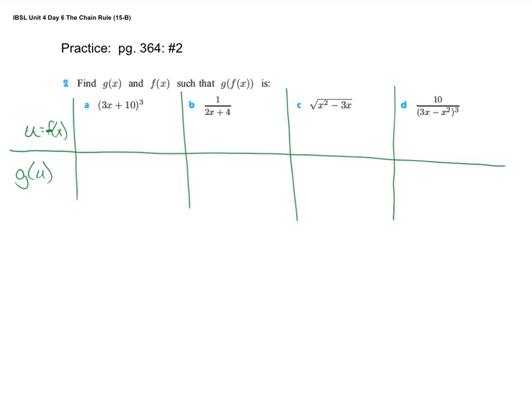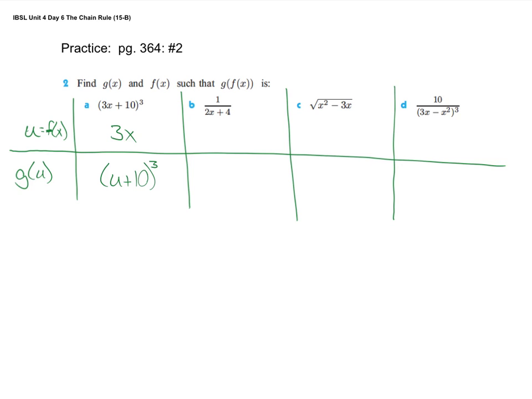Like I said, we want to make our g of u something that we can actually take the derivative of. Let me just show an example where someone may not do that quite right. What they're doing is not technically wrong, it's just not going to be helpful. For example, on this first one, if I made u 3x, I could write g of u as (u plus 10) cubed.